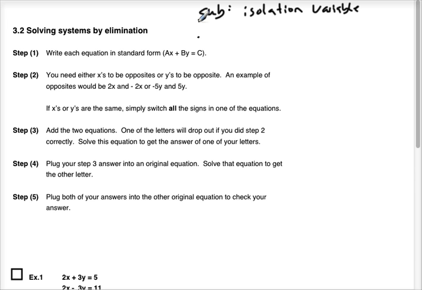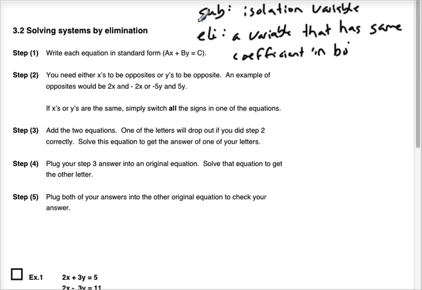Today, for the elimination method, what we're looking for is a variable that has the same coefficient in both equations. So, that's kind of our goal. That's what we're looking for. In our two equations, today we need to identify a variable that has the same coefficient.